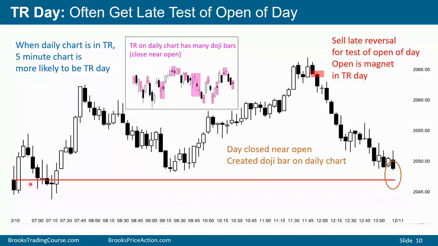The close just above the open means the body is small and the tail on top is big on the daily chart. The result is this trading range day is another doji day on the daily chart, like all of these days highlighted in pink.